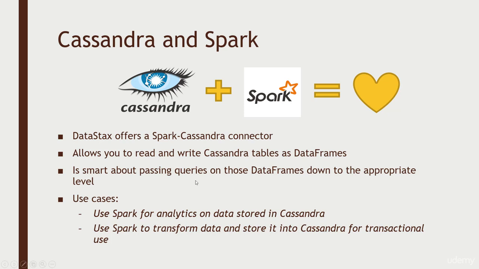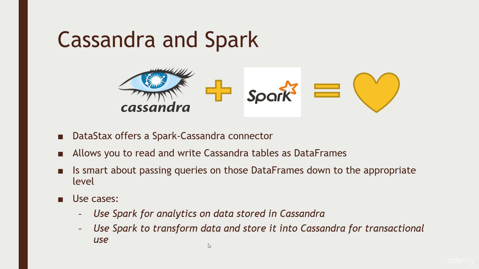So a couple of use cases for this kind of scenario. One, like we talked about, is to use your Spark cluster for analytics on data that's stored in Cassandra. And if you're going to do that, you really should have a separate Spark cluster for that that's replicated with your transactional one. You can go the other way as well. You can also use Spark to transform data that's coming in and store it into your Cassandra cluster for use on the transactional side.